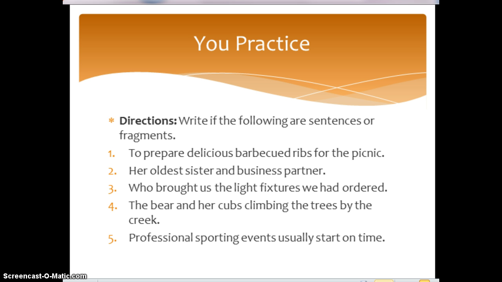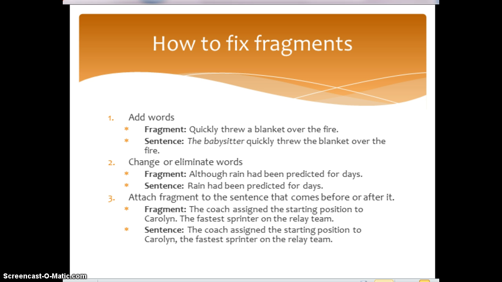Now it's time for you to practice. All you have to tell me is if 1 through 5 are sentences or if they are fragments.